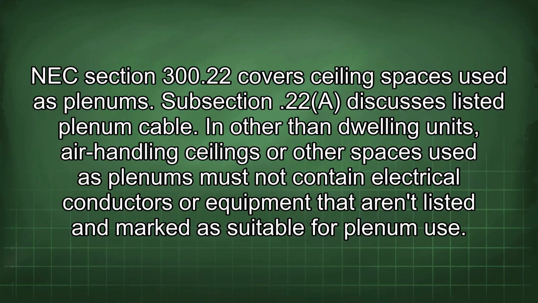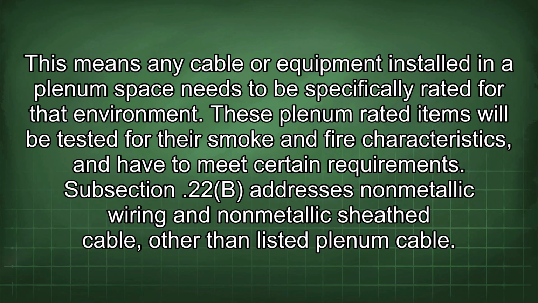NEC Section 300.22 covers ceiling spaces used as plenums. Subsection 22 discusses listed plenum cable. In other than dwelling unit, air handling ceilings or other spaces used as plenums must not contain electrical conductors or equipment that aren't listed and marked as suitable for plenum use. This means any cable or equipment installed in a plenum space needs to be specifically rated for that environment.